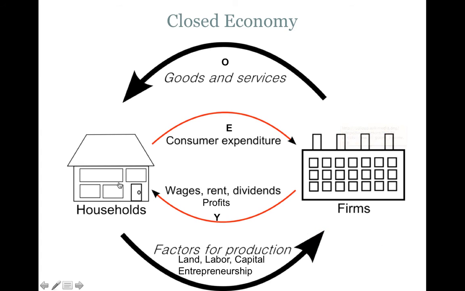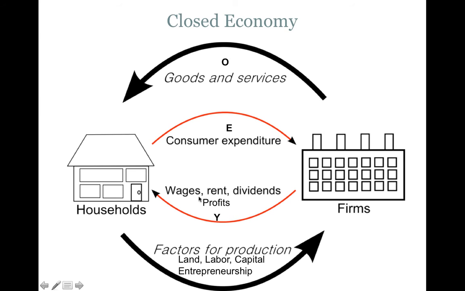So money flows from the households to the firms and then back from the firms to the households. Goods and services flow from the firms to the households, and then factors of production flow from the households to the firms. And so things just keep circulating in an economy. If you were to add up all the value of the goods and services, that output is the GDP. It should also be the same value as the consumer expenditure. So the O should equal the E. Output should equal expenditure, which should equal GDP.